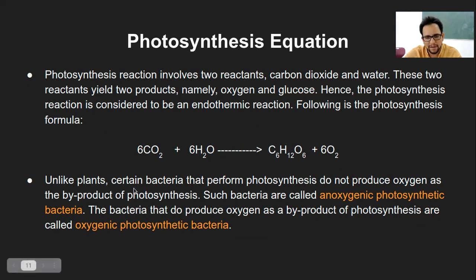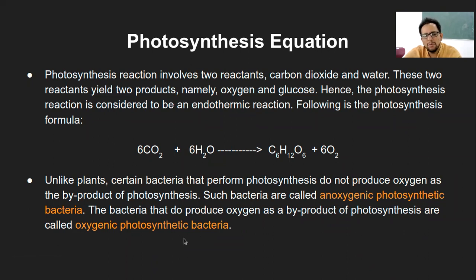Now, unlike plants, this is an interesting part. Certain bacteria that perform photosynthesis do not produce oxygen as a byproduct of photosynthesis. Such bacteria are called anoxygenic photosynthetic bacteria. And the bacteria that do produce oxygen as a byproduct of photosynthesis are called oxygenic photosynthetic bacteria.